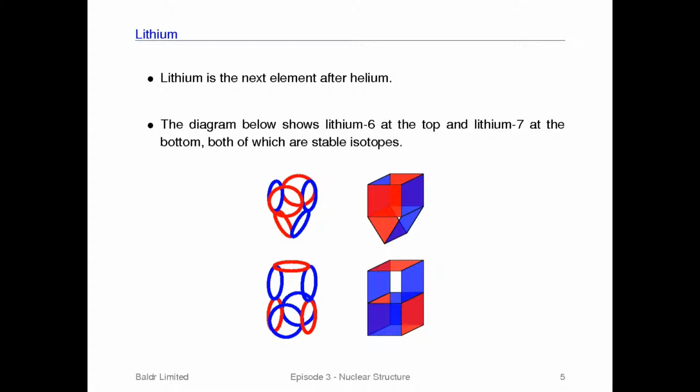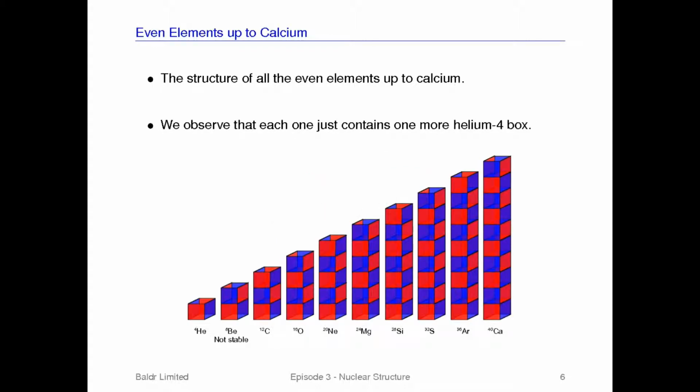Hence, if we take lithium-7, then the bonds between the hat and the box structures are not as strong as those within the hat and box structures themselves. So what about some other structures? Well, here we show you the nuclear arrangements for all of the even elements, starting from helium and going all the way up to calcium.